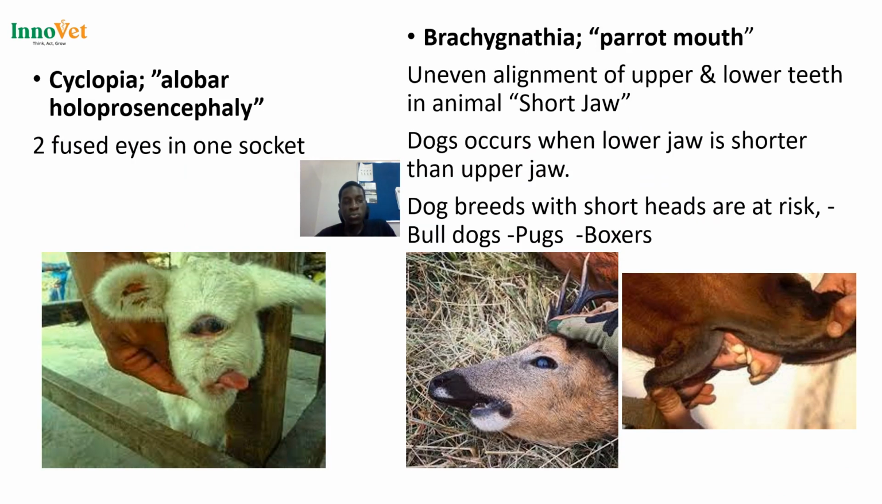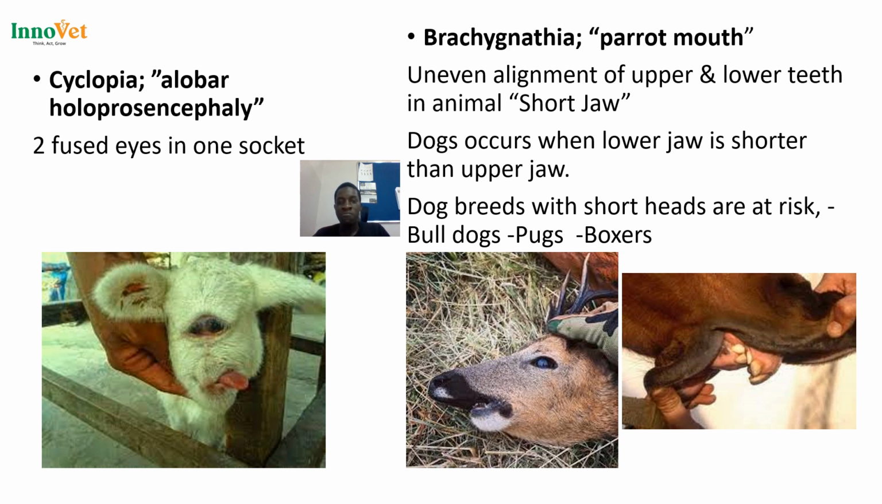When it comes to cyclopia, which is also known as lobar holoprosencephaly, in this case we shall have two eyes that are fused in one socket. It is well observed in this picture. It is a lamb that has two eyes and they are in one socket.